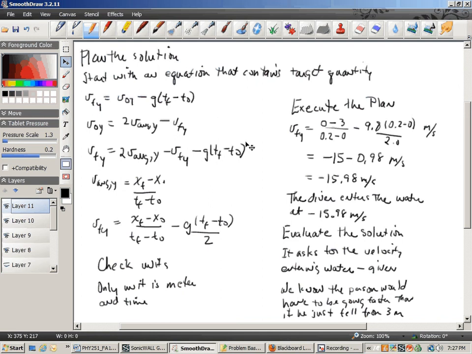Finally, we want to evaluate the solution. It asks for the velocity entering the water, and we have given exactly what it asked for. And how do we know whether it's reasonable or unreasonable? Well, we could evaluate the speed of the diver entering the water if he had just fallen from the 3-meter board. We know his velocity would be less, so we expect the velocity to be more. So we take this as a reasonable answer.